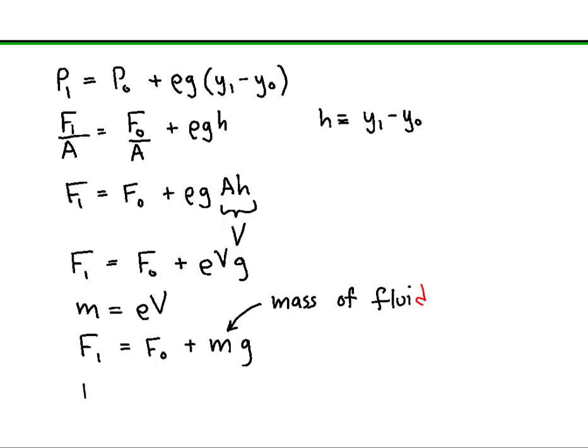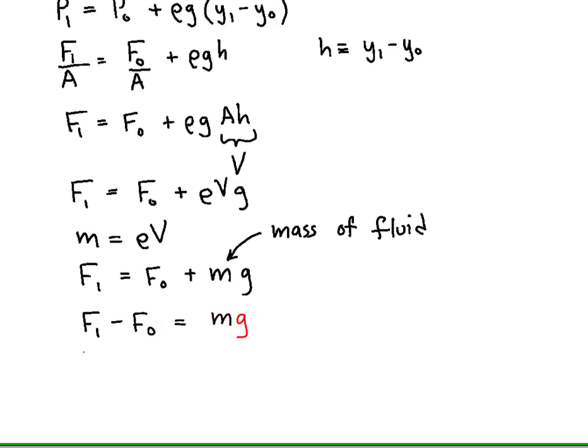So if we look at the difference of force between the upper and the lower surface, that difference is based off of the weight of the fluid displaced by our object. This difference in force is what we call the buoyant force. So this shows us that the buoyant force is equal to the weight of the displaced fluid.